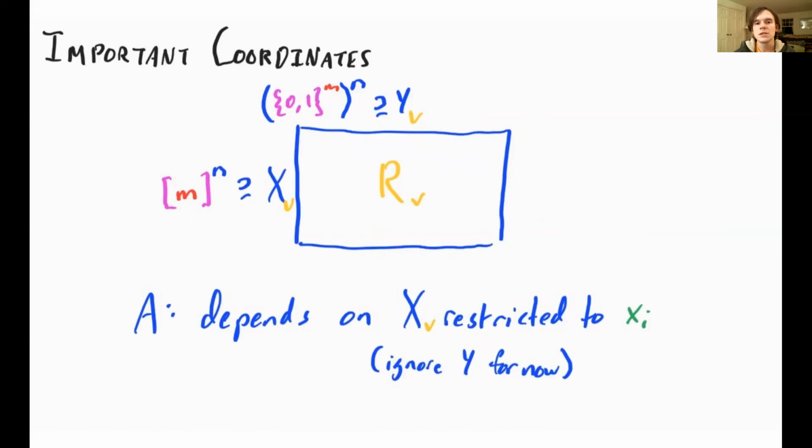So if we're at RV, it's going to depend on the x side, xv, when you restrict to the coordinate I. And we're going to ignore y. We're not going to talk a lot about y in this talk. Intuitively, Bob's input is so big that it would be a waste of their time to send bits that they aren't sure about. And bits that they're sure about mean that Alice has sent a lot of information about her pointer. So again, it's worth focusing on Alice's side.